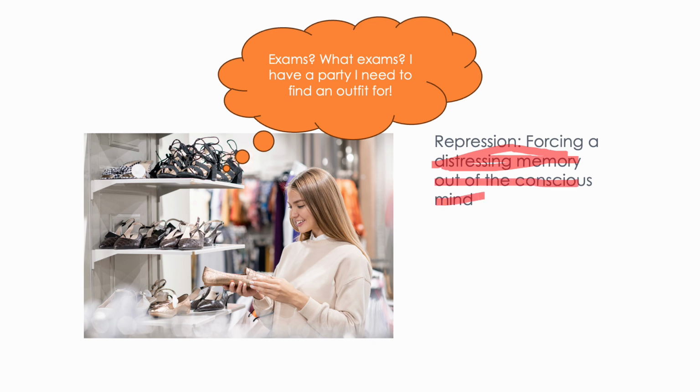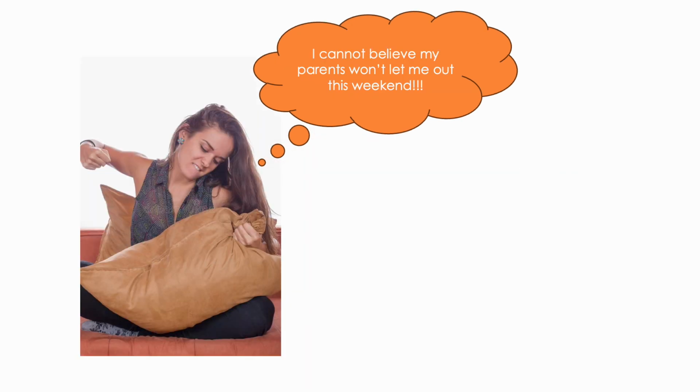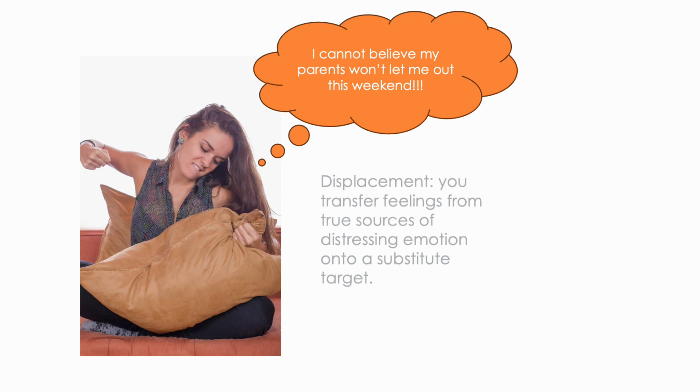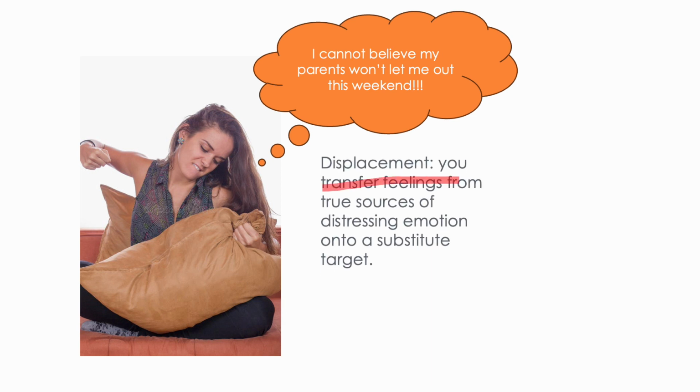And then finally, taking it out on a pillow, punching a pillow because your parents won't let you out on the weekend. That is displacement, and that is where you transfer feelings of your true sources onto an emotion or a substitute target. So another example might be storming off and slamming the door, taking out your anger and aggression on something else and transferring those feelings, those true sources of your emotion onto something else. So those are your 3 defense mechanisms.